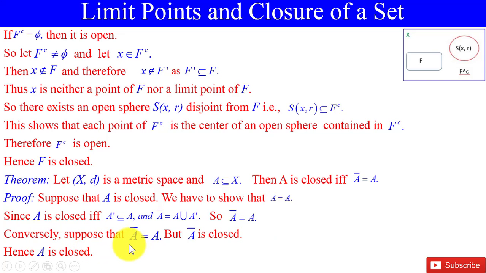Conversely, suppose that closure of A is equal to A. We have to show that A is closed. But closure of A is closed, so closure of A is equal to A, so closure of A is closed, therefore A is closed.